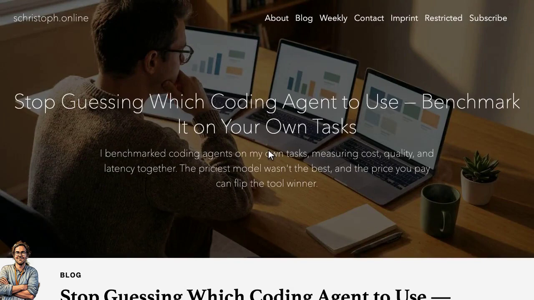Today we'll talk about my latest blog post. Every few weeks a new coding agent leaderboard makes the rounds, but it never answers the question I actually care about. Which model, in which tool, does my kind of work at a price I'm happy to pay? So I stopped guessing and benchmarked it on my own tasks, measuring cost, quality and latency together.